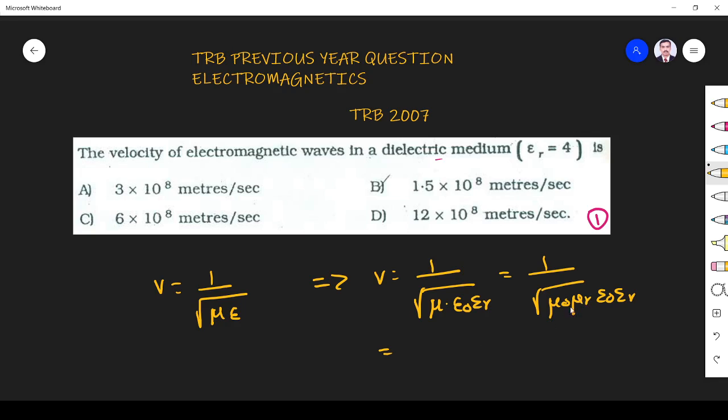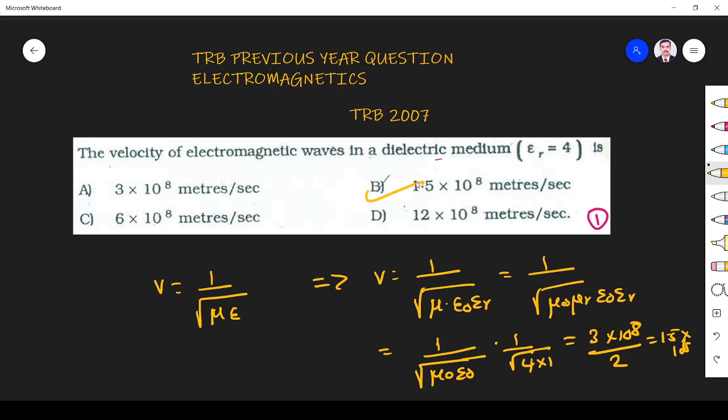So mu r is 1, epsilon r is 4. So 1 by root of mu naught epsilon naught into 1 by root 4 into 1. Epsilon r is 4, mu r is equal to 1. So 1 by root of mu naught epsilon naught is given by 3 into 10 power 8. Divided by 2, it is 1.5 into 10 power 8. So option B is the right answer.